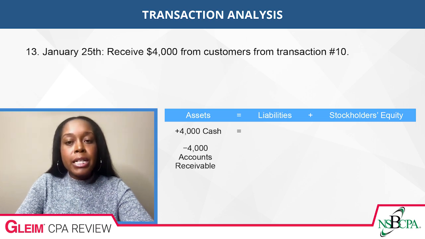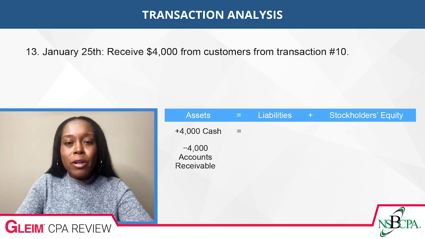Back in transaction number 10, we provided services to customers on account for $5,000. Now, here in transaction 13, we receive $4,000 from those customers. We receive cash, so the asset cash goes up $4,000. When a customer pays us an amount owed, it will decrease accounts receivable. This means that one asset went up and one asset went down. But remember, this is still balanced.